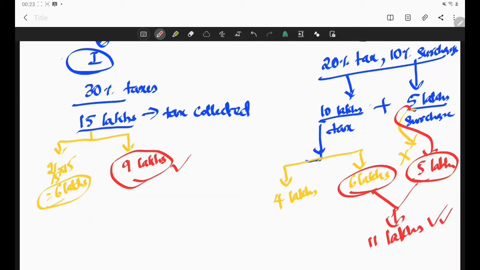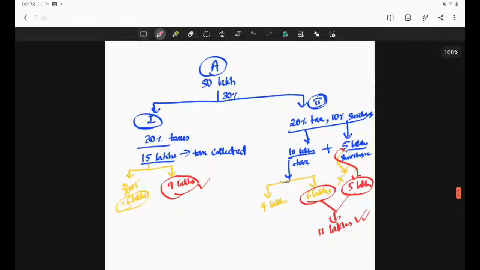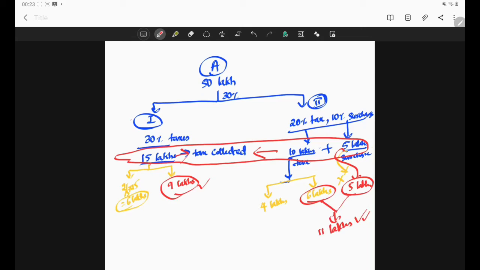So there is a tendency for the central government to put surcharges instead of collecting the entire money as taxes. Why is that the case? Because taxes are to be shared with states. Surcharges will not be shared with states. So in both the cases, tax collected is 15 lakhs only. This is tax collected by the government. Here the entire 15 lakhs is collected as taxes, but here the 15 lakhs is collected in the form of 10 lakhs as tax and 5 lakhs as surcharge.